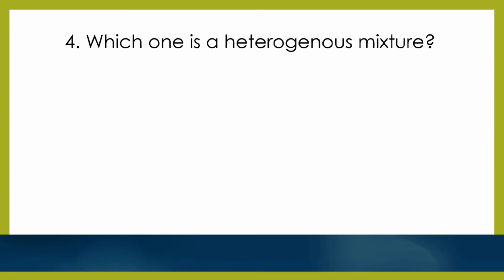Okay, we have number 4. Which one is a heterogeneous mixture? Again, if you can still remember, heterogeneous is another type of mixture. When you say heterogeneous, meaning the appearance of the substance is not uniform. They are obviously not mixed well. That is a heterogeneous mixture.